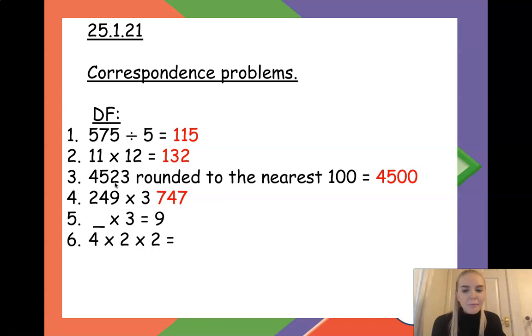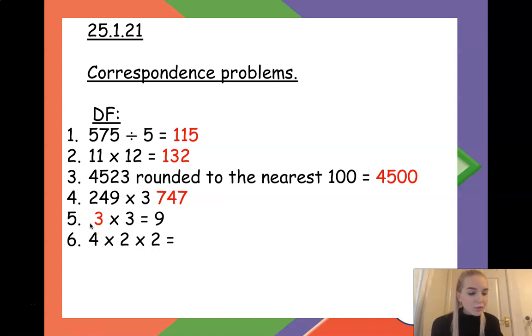Something multiplied by 3 gives us 9. Do you remember what I said we can do? If we have the answer and we need to find one of our factors, if we already have our product, what can we do? What can we turn this into? That's right, we can do the inverse, can't we? So actually, what would this sign turn into? It would be a division, so we'd be working out 9 divided by 3 to find our missing number. So the answer is 3.